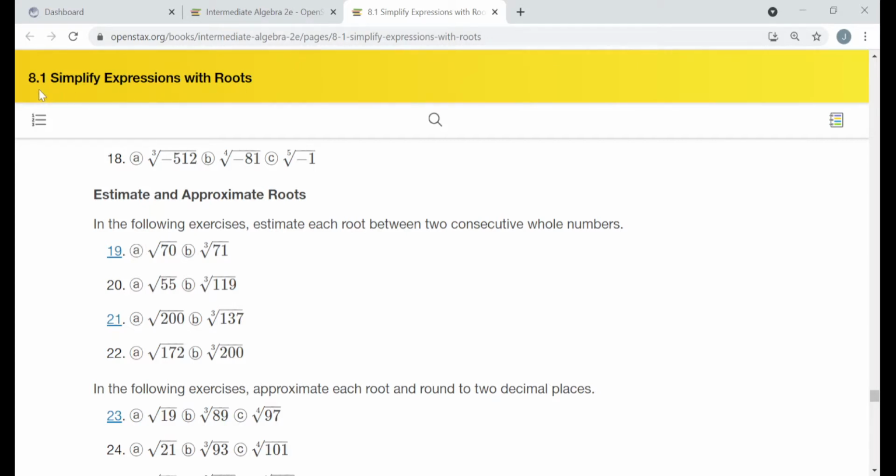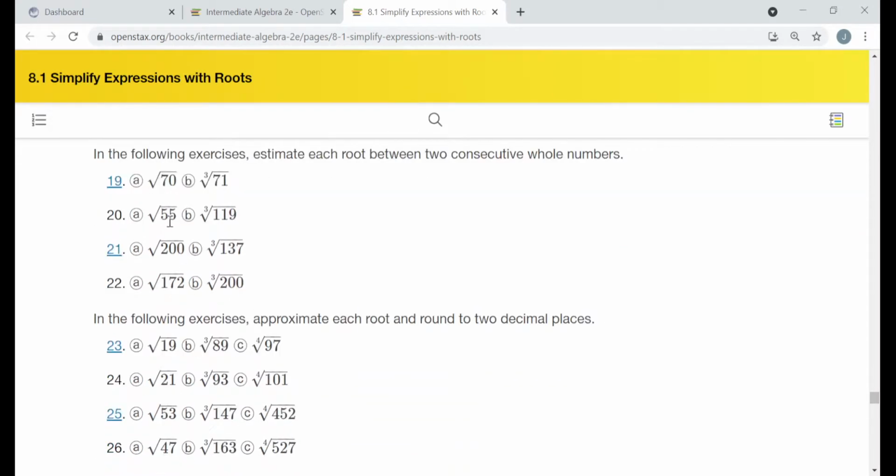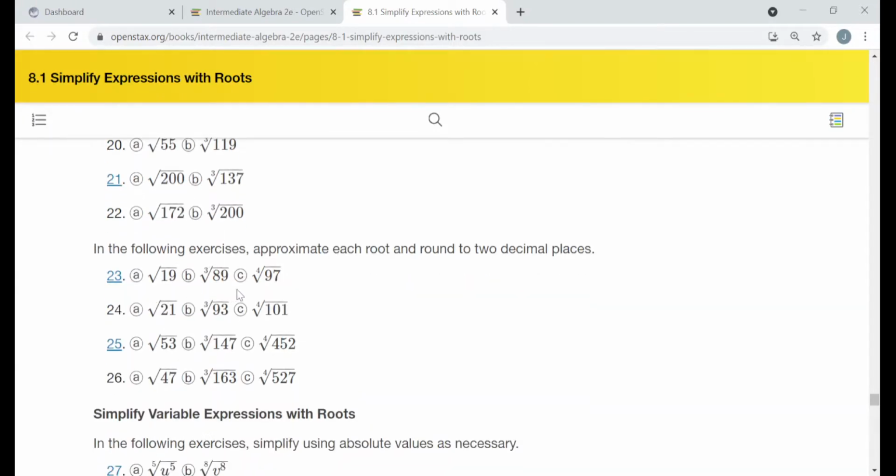I'm in section 8.1, titled Simplify Expressions with Roots. And in this video, I'll be going over exercises 19 through 26, and every single part as well. Parts A and B for 19 through 22, and parts A, B, and C for 23 through 26.